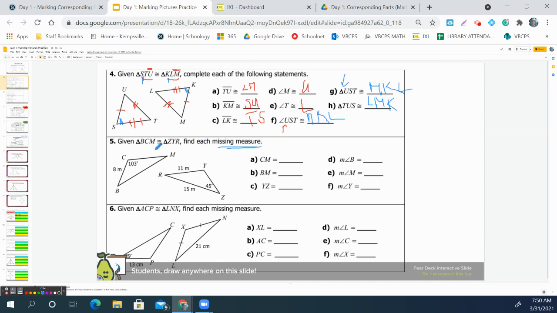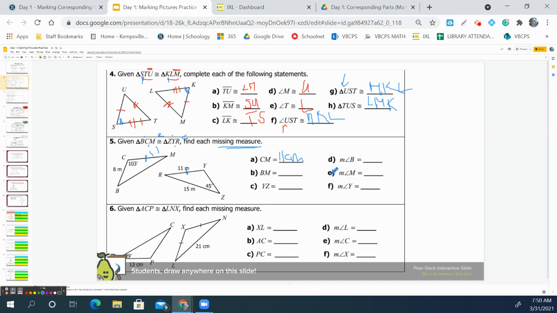So if I know that BCM is congruent to ZYR, the B goes with the Z, the C goes with the Y, and then the M goes with the R. This is your key. So CM is how long? CM is the last 2, so it goes with YR, so that's got to be 11, correct? And that's a side, so it's length.